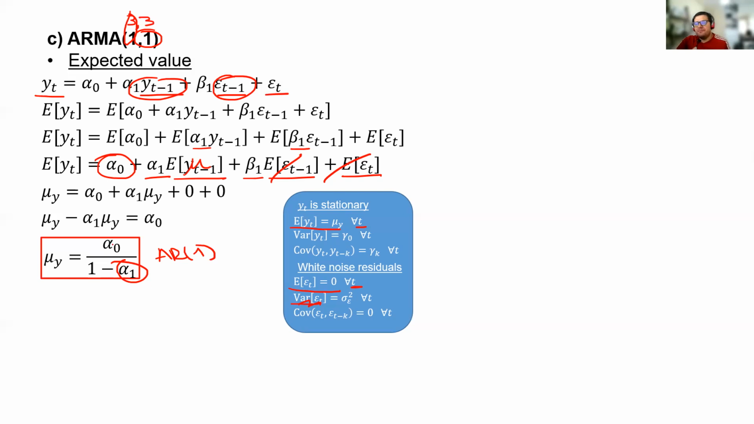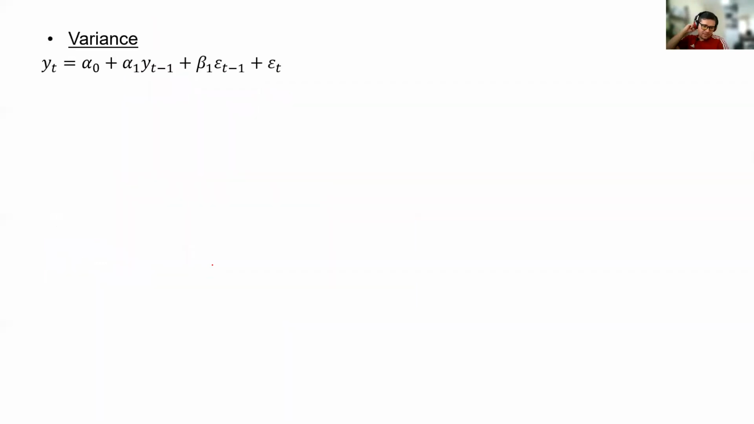And of course, you will remember that when we set alpha 0 to be 0, that will make mu equal to 0, like we're going to do in a little bit of time.